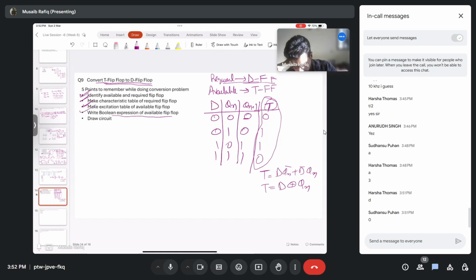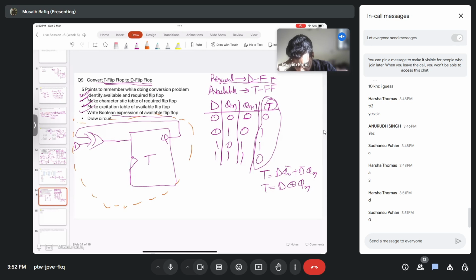Now I have to draw the circuit. How will I do it? I have the T flip-flop here, and this is the output Q, and this is D. So this whole thing is D, and it is made out of T. This is how you construct a D flip-flop out of a T flip-flop, basically construction of D from T. So this is just a basic, trivial method.